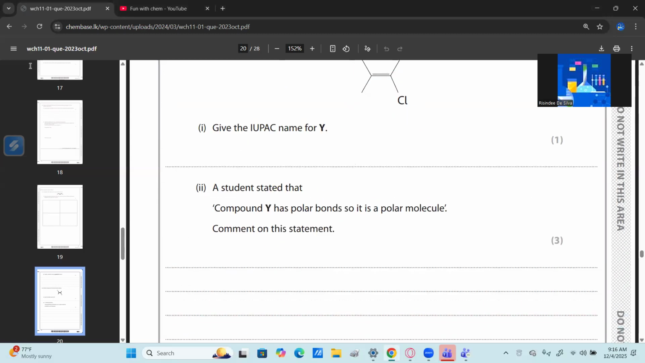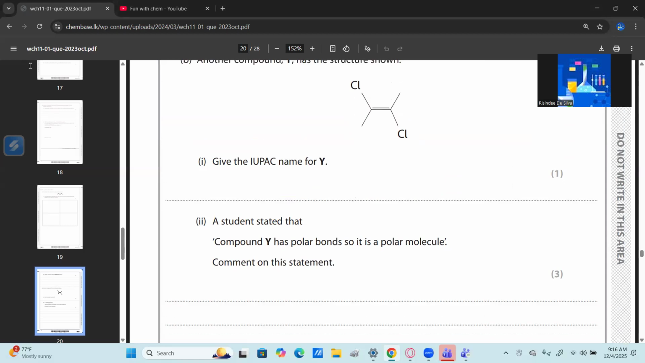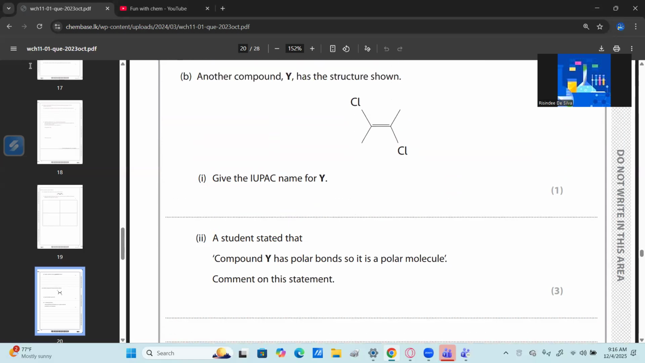A student stated that compound Y has polar bond, so it's a polar molecule. Comment on this statement. So this part is correct. It has polar bond because there is an electronegative difference between carbon and chlorine, as chlorine has a higher electronegativity. But it is not a polar molecule because these 2 chlorines will pull electrons using the same force. Therefore, it will cancel out.